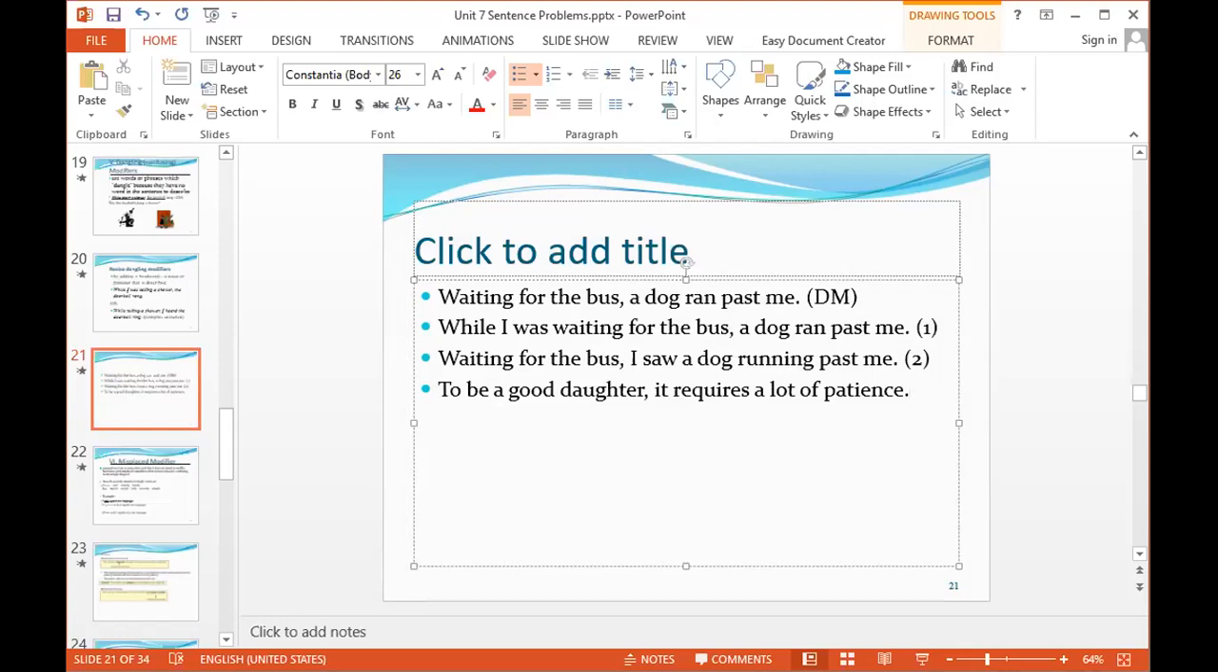Yes, you can understand, but in English, it is wrong. Why wrong? It means who wants to be a good doctor here? It means a doctor. That's why it is a dangling modifier.